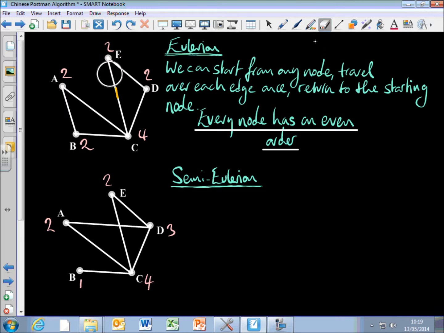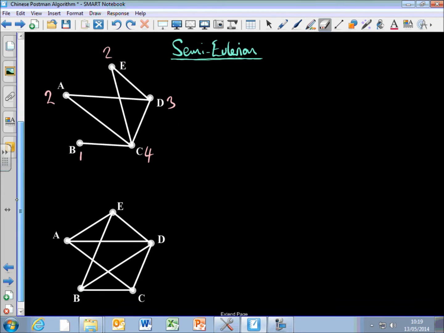Now, in this second network, this semi-Eulerian network, all the nodes are even apart from 2. And when I tried to go around the network, I found that I couldn't do it if I started at certain places, but I could do it if I started from one of the odd nodes. Let's do it again. I go up here, down here, this way, this way, this way, and this way. Okay.